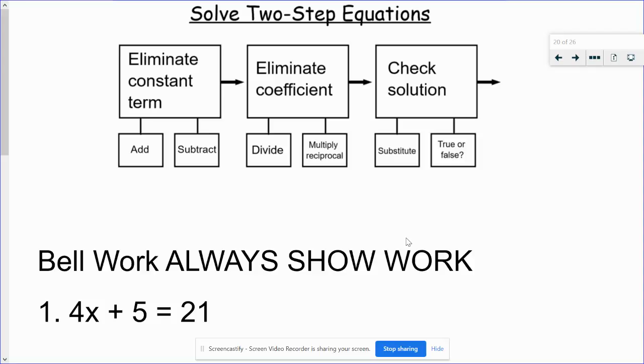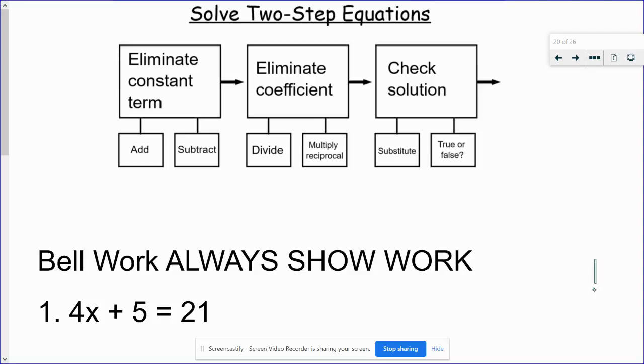But anyways, I am going to do my best to help you with today's work through this video. Okay, so I've made this little flow chart. Remember, our job is to eliminate and get the variable by itself. So the first thing we get rid of is the constant term. Remember, that's the number that does not have the variable attached to it, but it's on the same side as the equal sign. When we look, do we see addition or do we see subtraction?